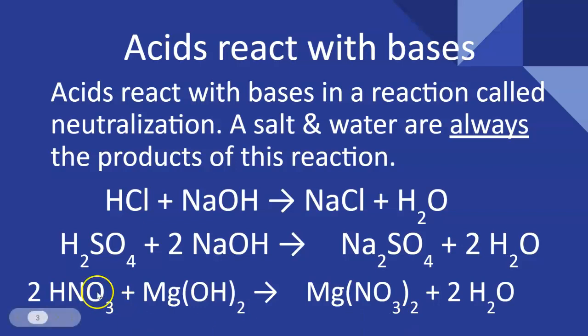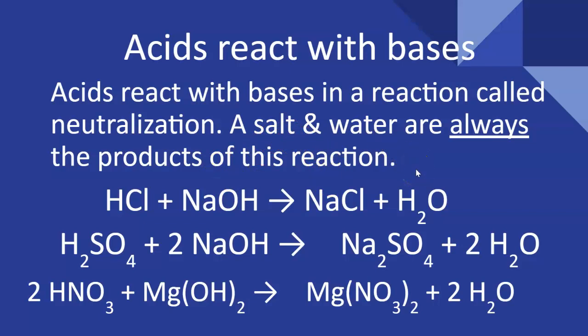Okay, so again, the hydrogen from the acid is going to couple with the hydroxide from the base to give us our water. And then it's a double replacement. So the magnesium is just now going to be bound to that nitrate, which is that NO3. So it's just a double replacement reaction, but again, acid plus base will give us a salt and water.